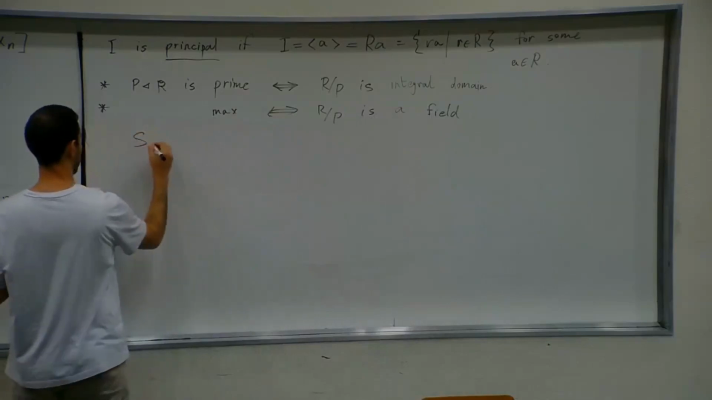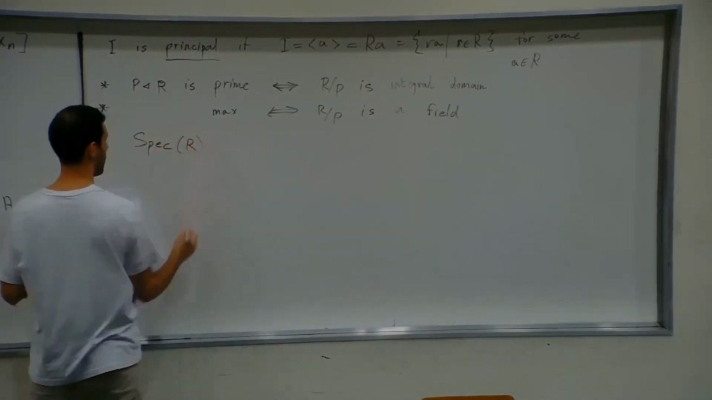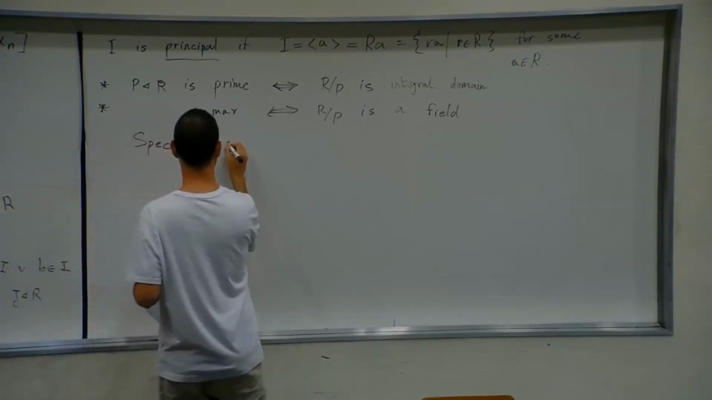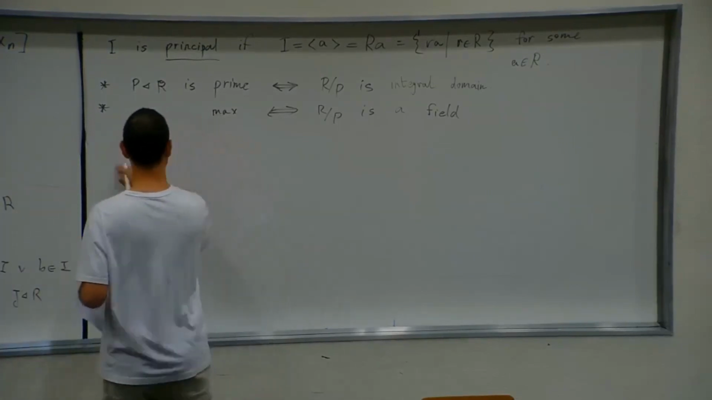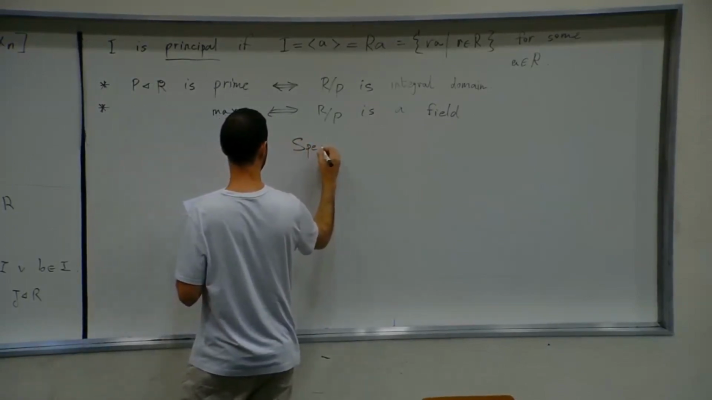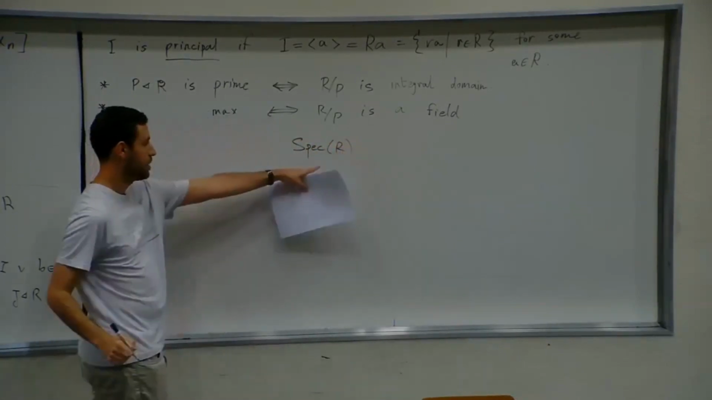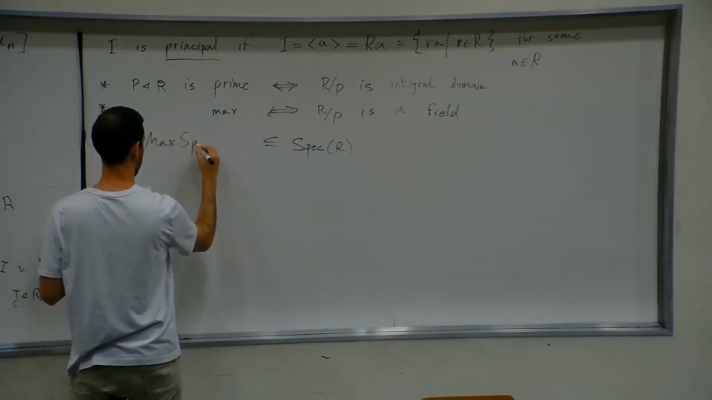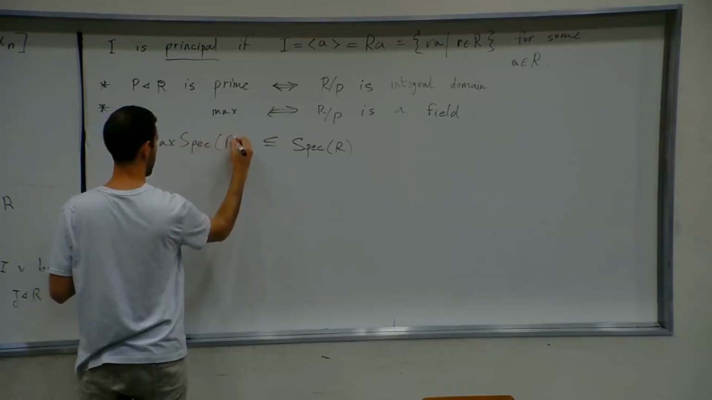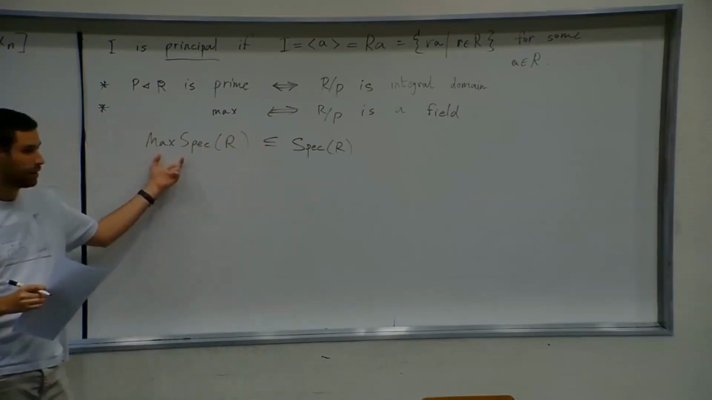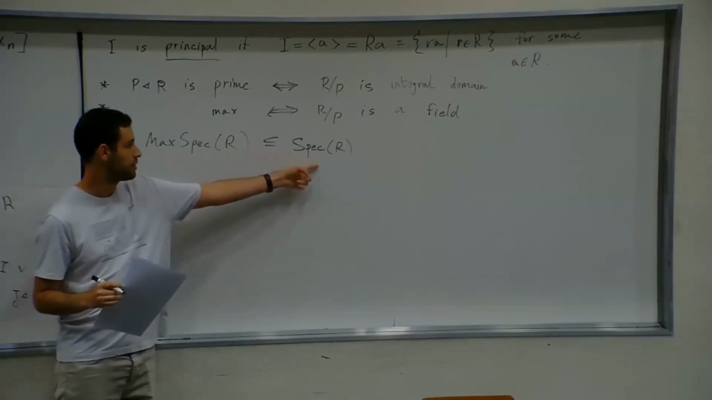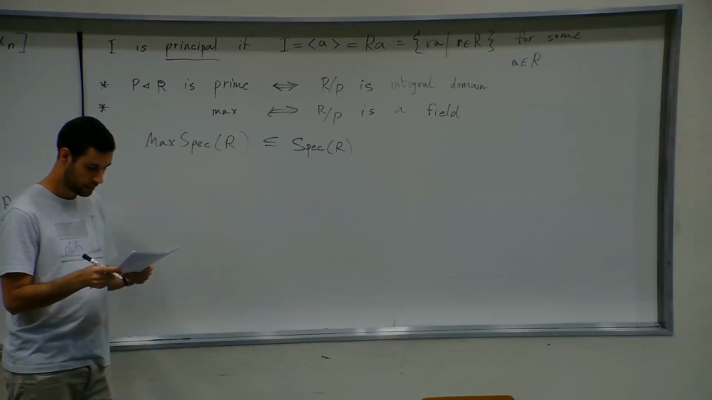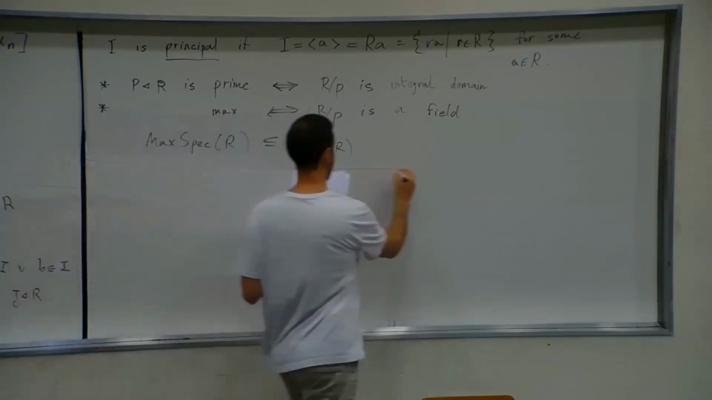So we usually use Spec R to denote the set of all the prime ideals, and Max Spec R is the set of all the maximal ideals. And where this contains Max Spec, since every maximal ideal is in particular prime. Okay, so questions so far?